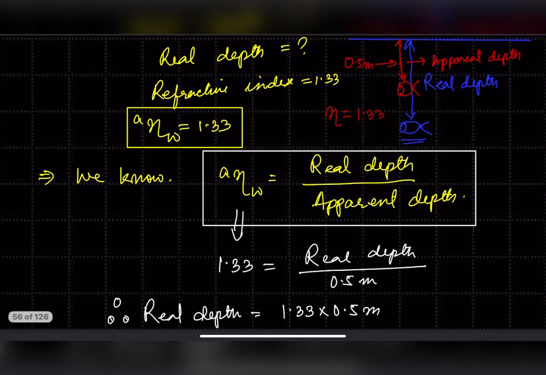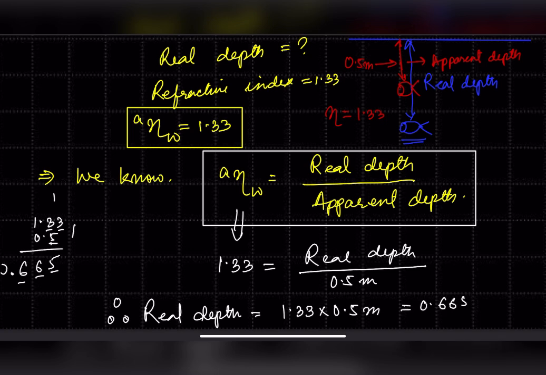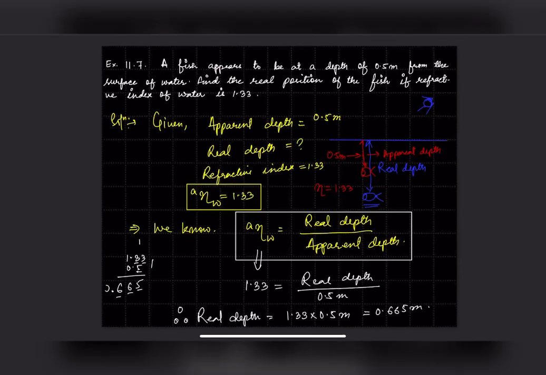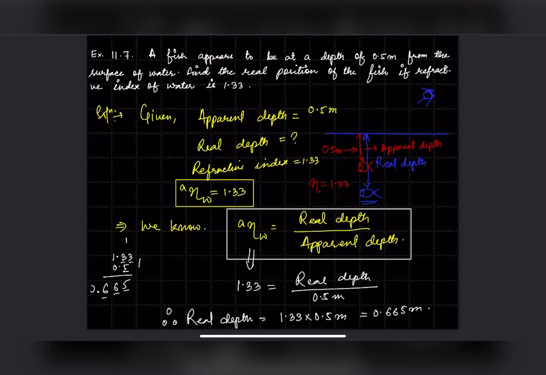Let's multiply this. How much will I get? 1.33 into 0.5. 5 3 15, 5 3 15 16, 5 1 5 6. How many numbers after the decimal? 1 2 3. So put the point here, and I'll get 0.665 meter. I hope you understood this. I don't think there is any confusion for you to understand. That's all.